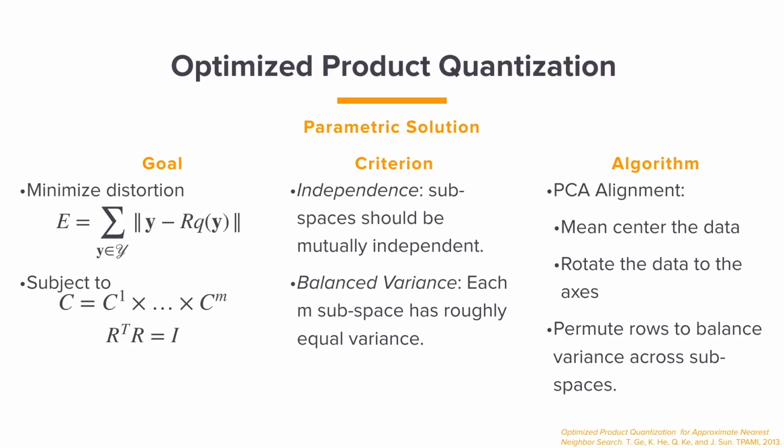What's great about that is they came up with two algorithms that could do that. One was a non-parametric technique that was computationally feasible for large data sets, but they showed did really, really well. The other was a parametric solution, which is pretty elegant. They just said, let's make these two things as true as possible. So they said, let's look at this first one, independence. How do I make my subspaces mutually independent? Well, there's a really good known technique for that, where you do PCA alignment. You mean center the data, that gets us to zero mean, and then you rotate it to the axis. And for the second one, they permute the rows to balance the variance. So let's see how they do that. They essentially apply this technique to make these things true to solve the problem. Right? So let's see what goes on.